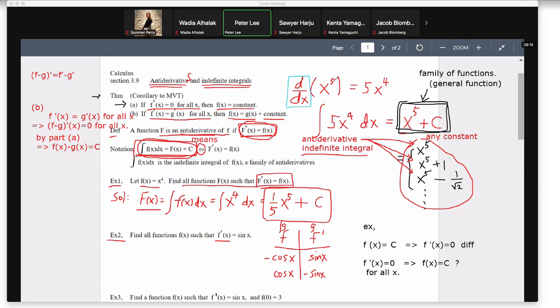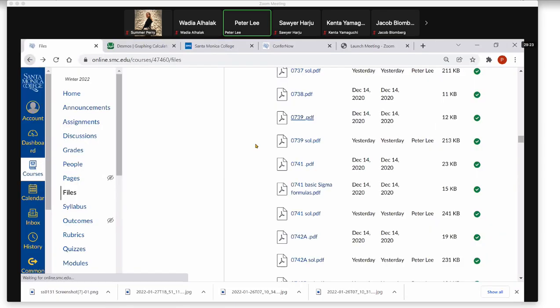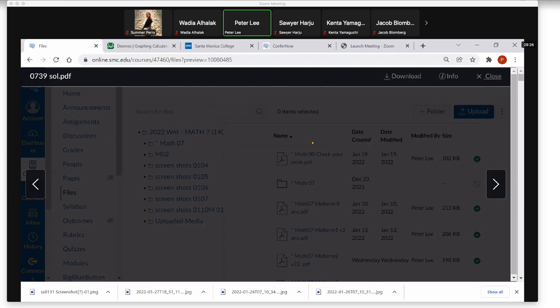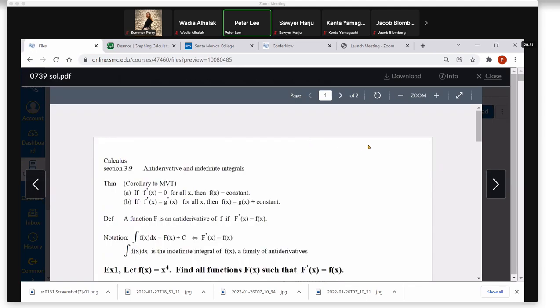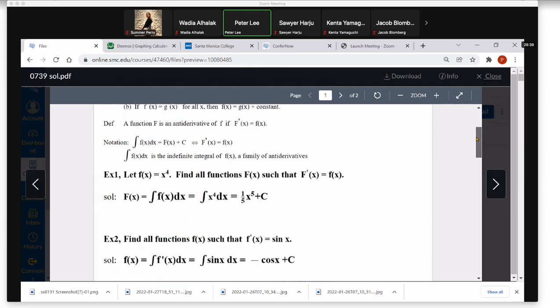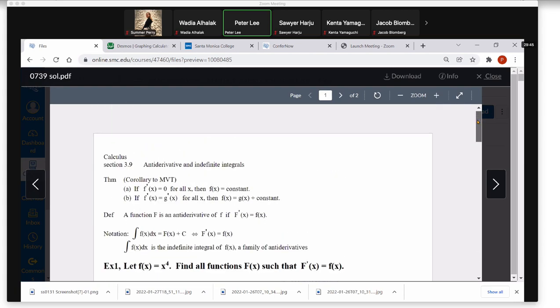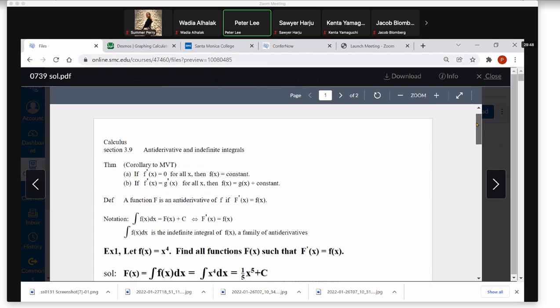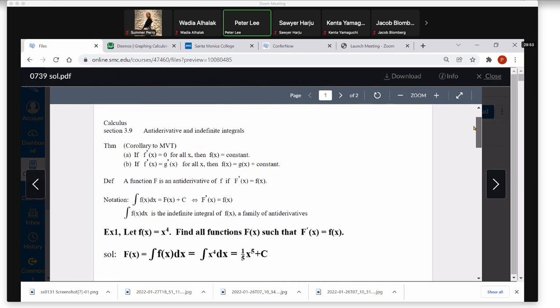Now let me save the screen here. I think it's time for me to go back and switch my file to the 3.9 solution file. So I can now cut out my writing. We are now on the same page, and this is what we have. Oh, by the way, did I write this down? I didn't. I thought I added this problem, but I guess I didn't.